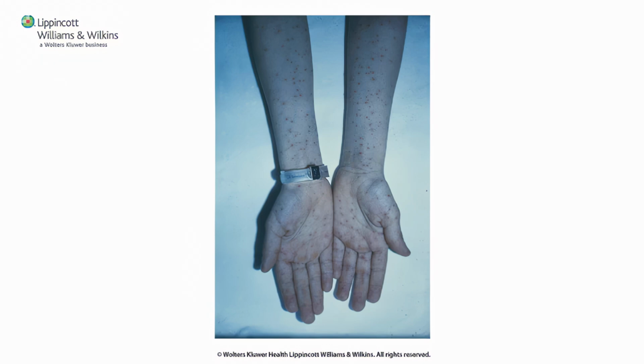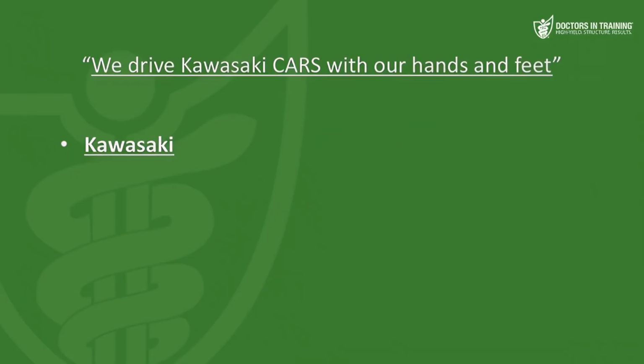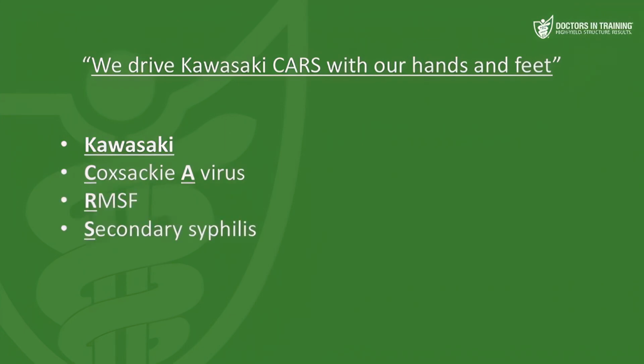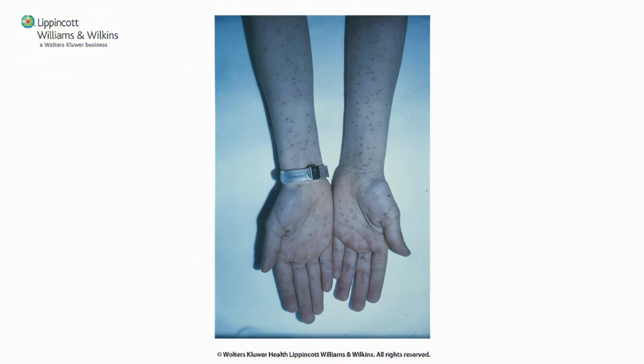What other things cause rash on the palms and soles? So Kawasaki disease, Coxsackie-A, Rocky Mountain spotted fever, and secondary syphilis. Now, Neisseria meningitidis could also be included on this list, as meningococcemia can certainly cause a palmar rash, but is less common than these other causes that are seen in the Kawasaki CARS mnemonic. Okay, back to Rocky Mountain spotted fever. This infection is found in every state in the United States, utilizing different ticks in different regions, but it always has a tick vector.